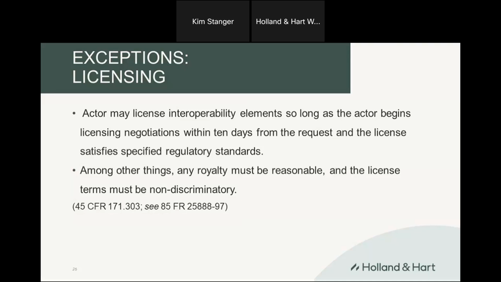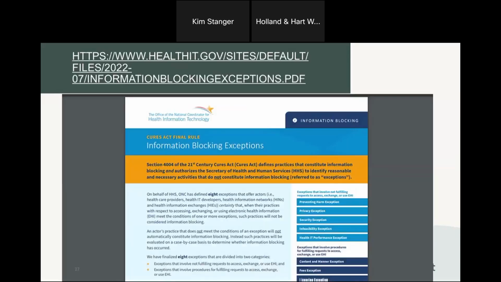Among other things, any royalty that you're going to charge must be reasonable and the license terms must be applied in a non-discriminatory manner. So it's not like you're just keeping this out of the hands of a competitor or something like that. All right, that's a very brief overview, just to kind of give you an idea of what the exceptions are out there.